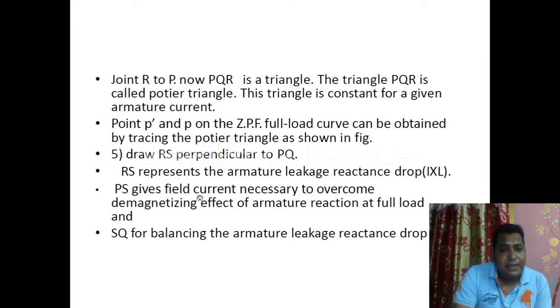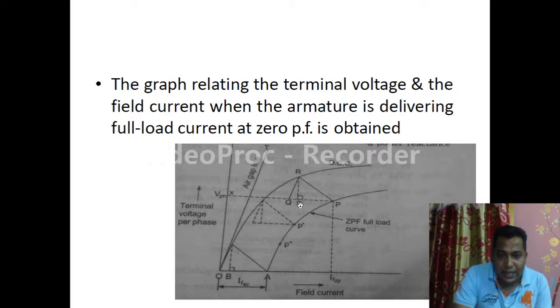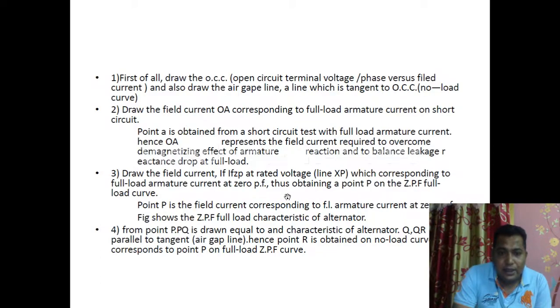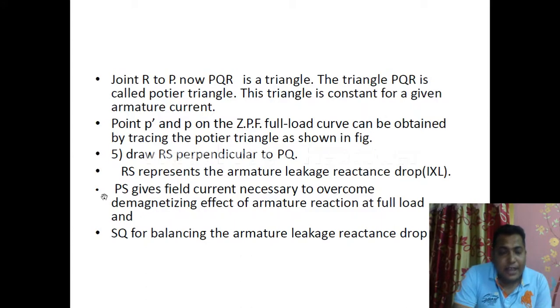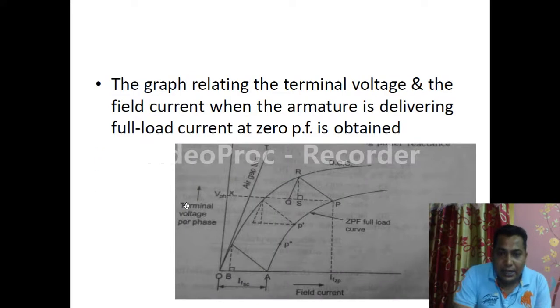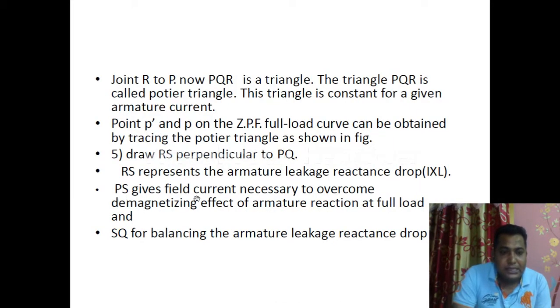This PS gives the field current necessary to overcome the demagnetizing effect of armature reaction at full load. So first see this RS, which represents the leakage reactance drop, and this PS, which gives the field current necessary to overcome the demagnetizing effect. And this SQ is for balancing the armature reactance drop, RS.